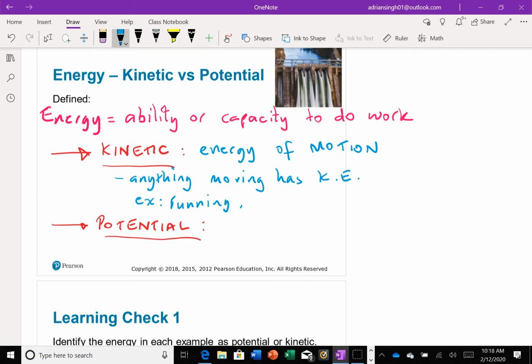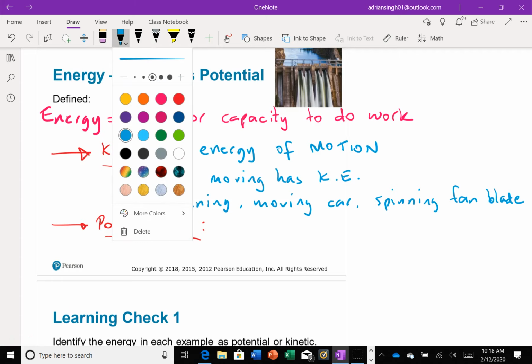Your car rolling down the road, or even going up a hill, right? As long as it's moving. So let's just say a moving car. Or a spinning fan blade. Okay? Anything that is moving is going to have kinetic energy associated with it. Me waving my arm like this, that's kinetic energy. And that's different than potential energy.